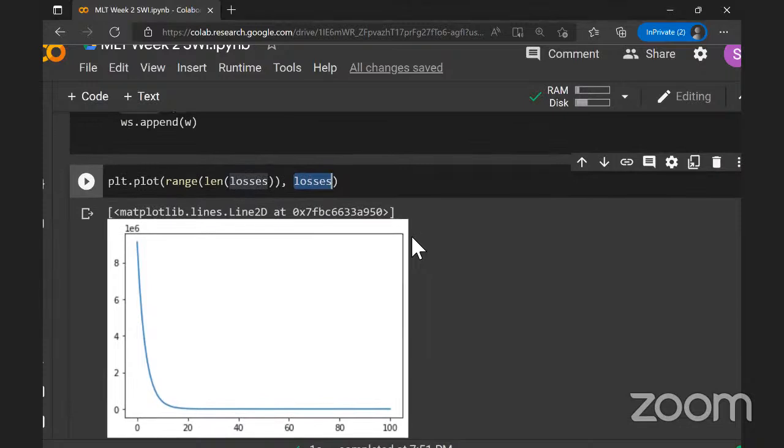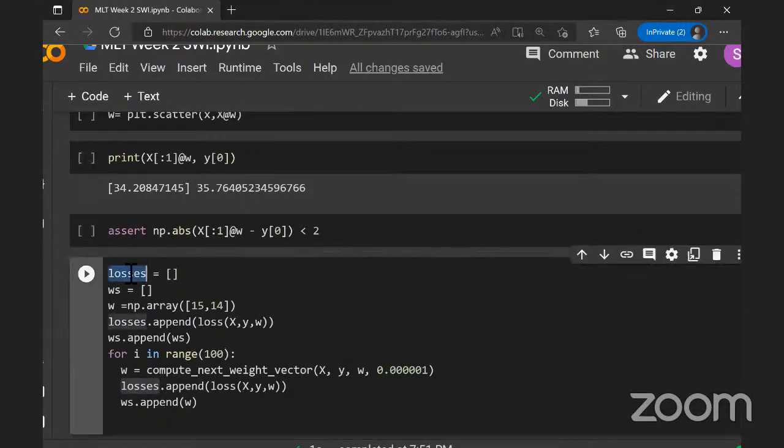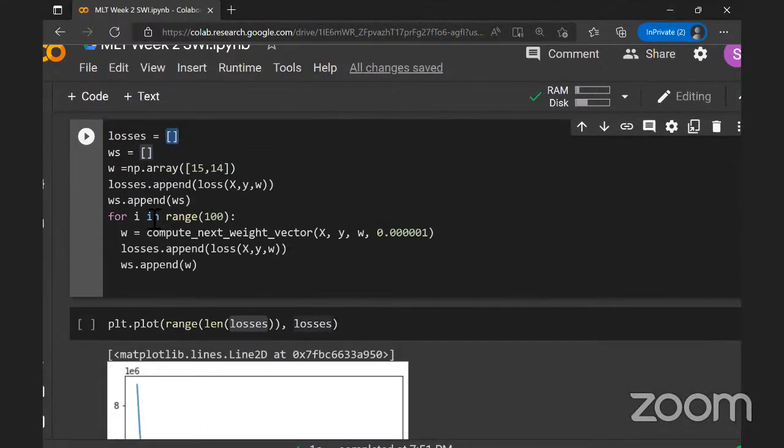So the plot function, can you please explain that range of len of? Yeah, sure. So losses is a list. Okay, and what I want to do is, after every iteration, in 100 iterations, I'm computing the loss. Before I run this code, I compute the loss, which becomes the 0th entry without any gradient descent iteration. What was the initial loss? And after 100 iterations, how does it look?